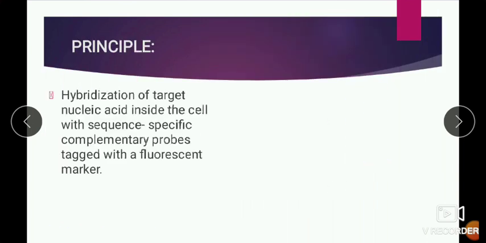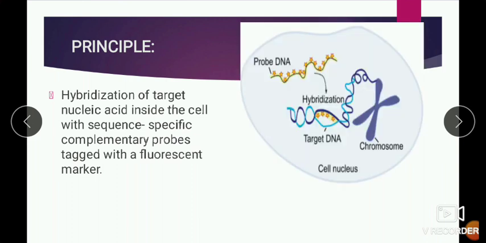So if we look at the principle of FISH, this cytogenetic method is actually based on the hybridization of target nucleic acid inside the cell with sequence-specific complementary probes tagged with a fluorescent marker. RNA sequences can also be detected using tagged probes. Probes are usually targeted at DNA in metaphase or interphase chromosomes, and DNA probes tagged with a fluorescent marker can be detected with the help of a specialized fluorescent microscope. In this diagram, we can see that a probe DNA is hybridizing with the target DNA, and through this hybridization we detect certain chromosomal conditions.